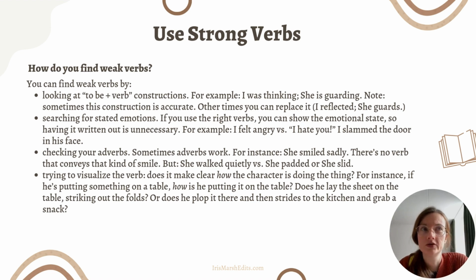So does the verb make clear how the character is doing a thing? Like I said before, for instance, if he's putting something on the table, how is he putting it on the table? Does he lay the sheet on the table, smoothing out folds? Does he plop it there and then stride to the kitchen and grab snacks? That's kind of like absent-mindedly plopping something on the table. Or does he slam it? All of those things show how he's doing the action, while just putting it on the table doesn't really give us much to go on.